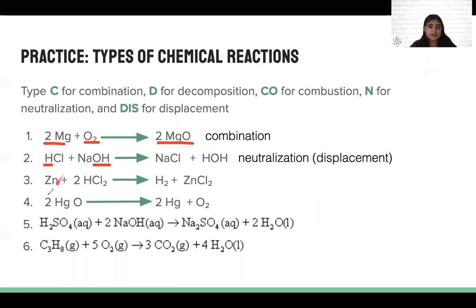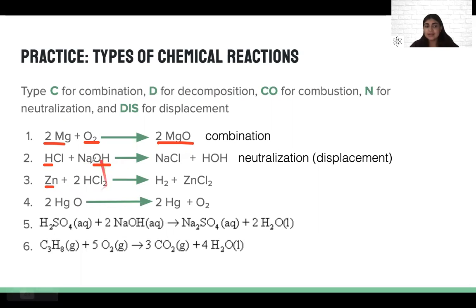Here we have zinc and 2 HCl. Okay, and that gives us H2 plus ZnCl2. Okay, well, something that I'm noticing is that it's not combination because we don't go from 2 to 1, we go from 2 to 2. And it's not decomposition either because we're not breaking anything apart and, like, you know, we're not just separating things. So I know that it either has to be combustion, neutralization, or displacement.